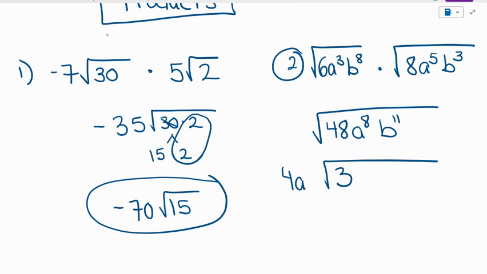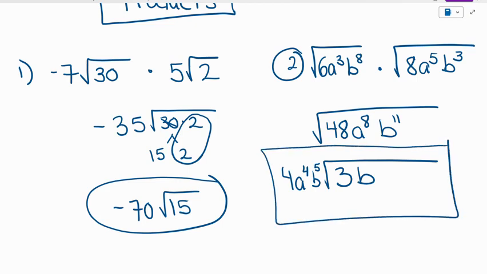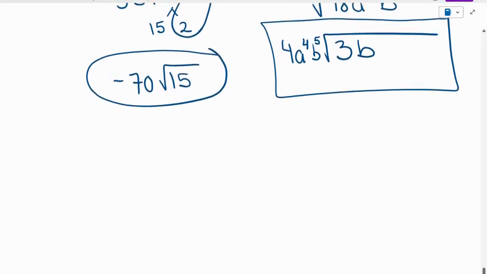8 is even, so 2 will go into 8 evenly. So we're going to have A to the 4th on the outside. And when I take 11 and divide it by 2, 2 will go into 11 5 times with 1 left over. So I'm going to end up with 4 A to the 4th, B to the 5th, root 3B. How many people got that? Good.